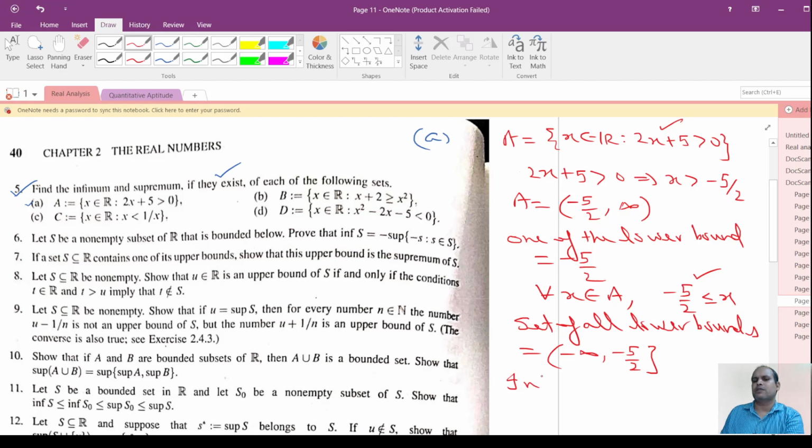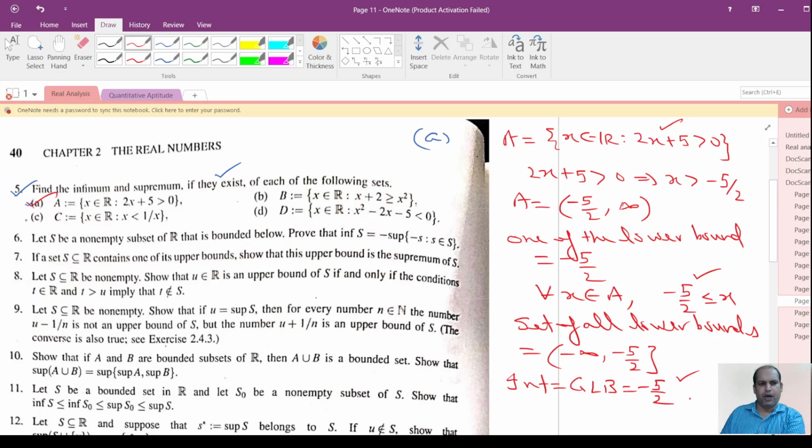So, as per definition, the infimum is the greatest of the lower bounds, and that is minus 5 by 2. So in this case minus 5 by 2 is its infimum, and the supremum will not exist. Why will the supremum not exist? Because it is not bounded above. For the existence of a supremum, first the set has to be bounded above. So we have done part A.